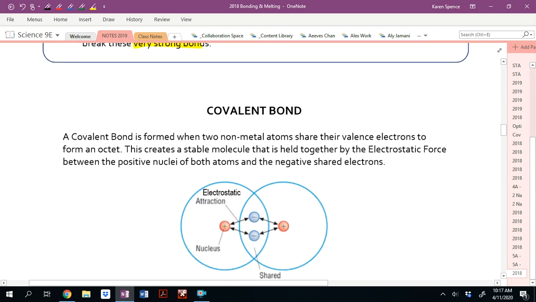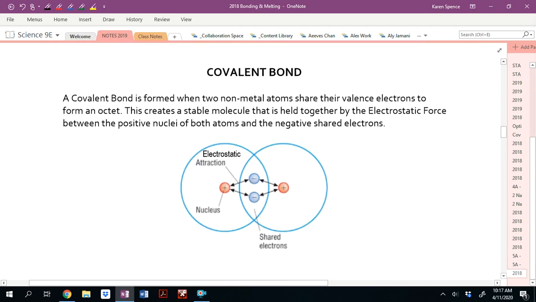And finally, we have our covalent bond. Okay, and our covalent bond is formed when we have two nonmetal atoms and they share their valence electrons to form an octet. That octet is that full valence shell. And it's full with 8 electrons, and a group of 8 is called an octet. This creates a stable molecule.